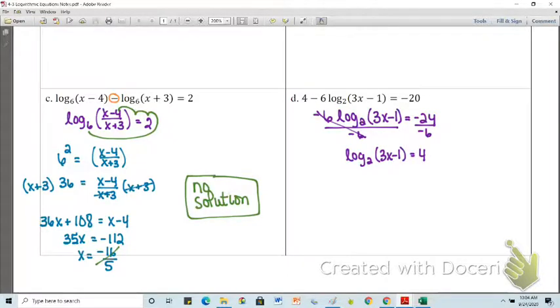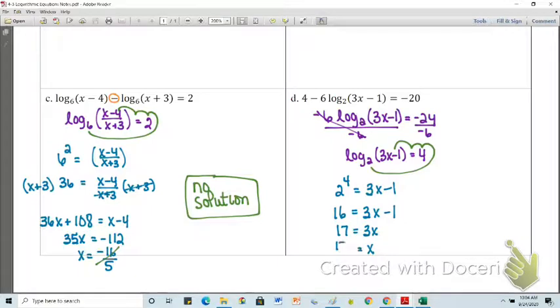From here, we're going to do hamburger helper hand. So I get 2 to the 4th equals 3x minus 1. 2 to the 4th is 16. Add 1. And divide by 3. This is a solution. When I plug it in, it does work. Gets me a positive number.